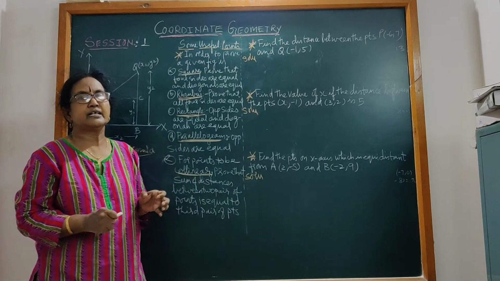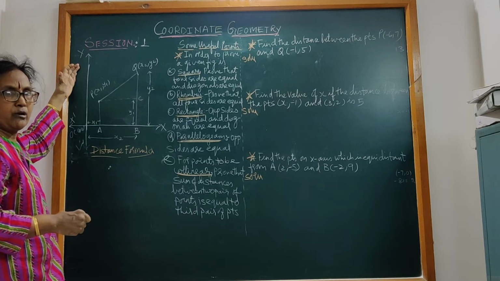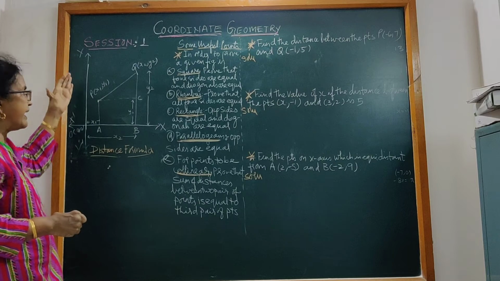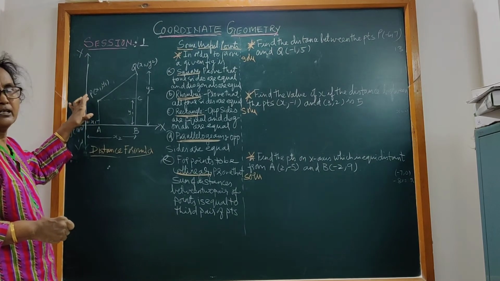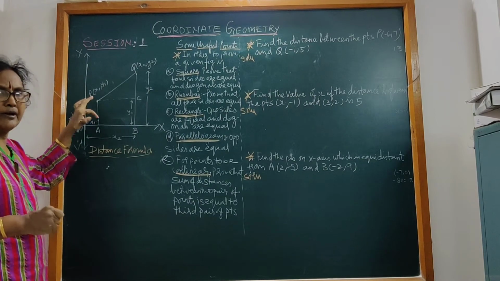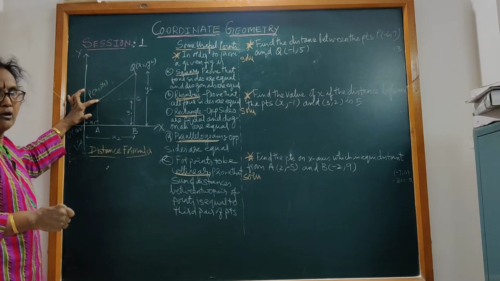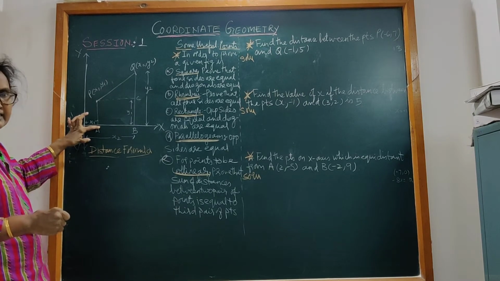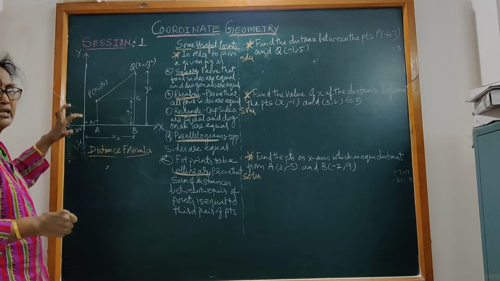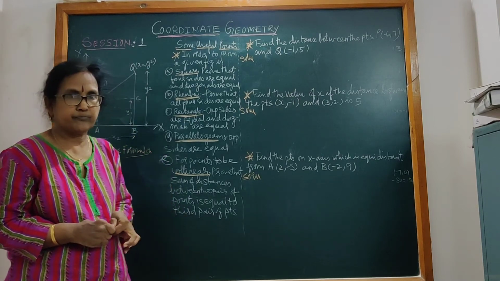First of all, we will see that this is a coordinate plane, Cartesian or coordinate plane you can say, with the horizontal axis, the x-axis, and the vertical y-axis. Now I am taking 2 points P and Q. You already know that the perpendicular distance on the x-axis is called ordinate, and the perpendicular distance on the y-axis is called abscissa.